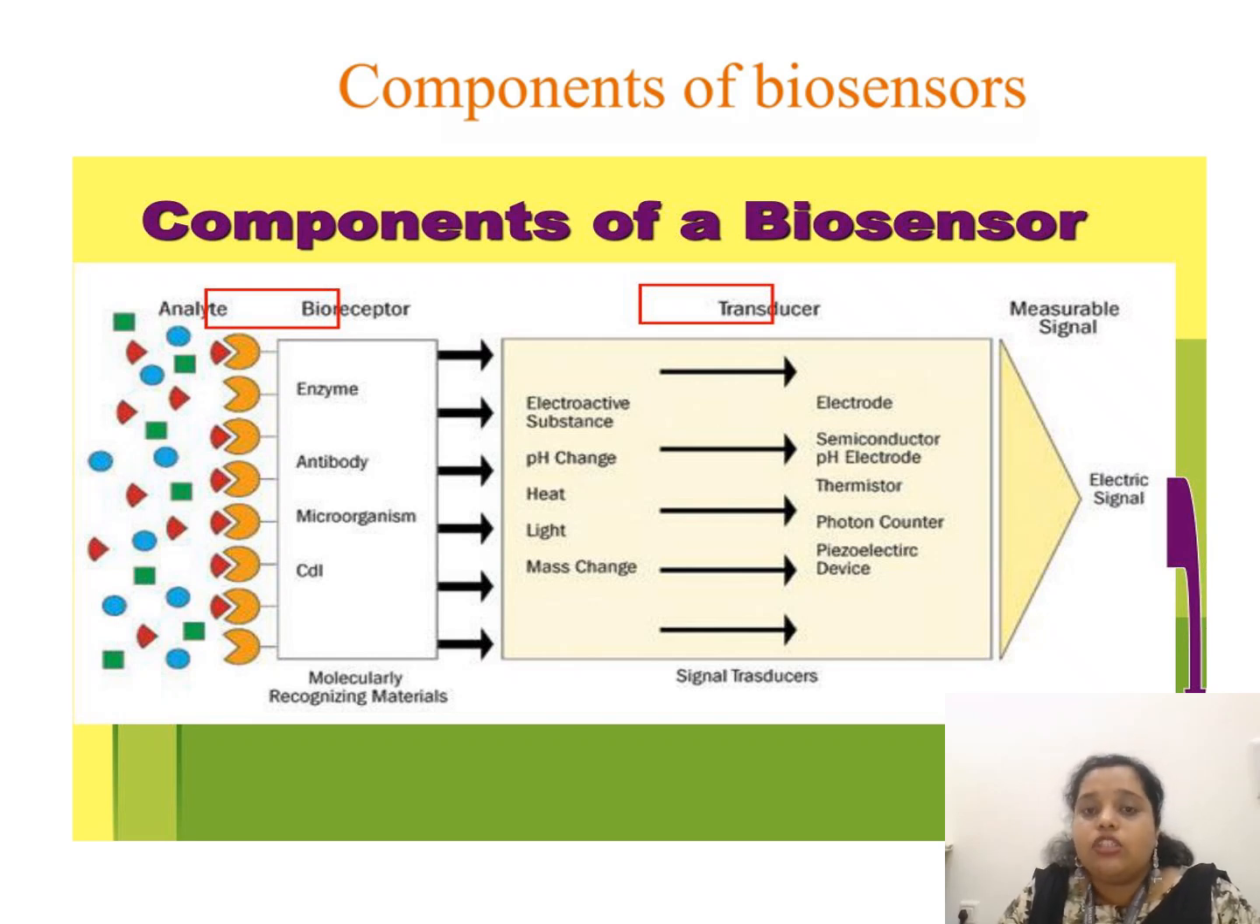Here, the transducer can convert your pH change, heat change, light change into detectable measurable signals, say a photon counter or piezoelectric device will record this reading. So these are the major components of your biosensor.